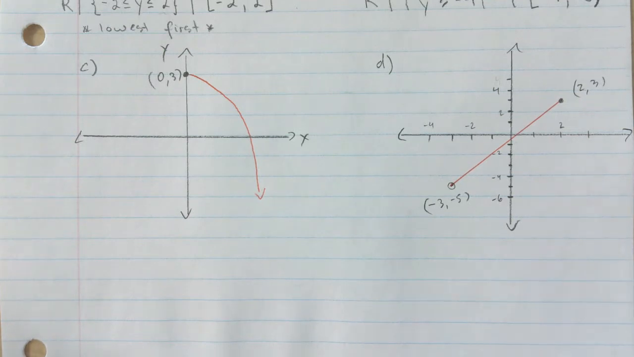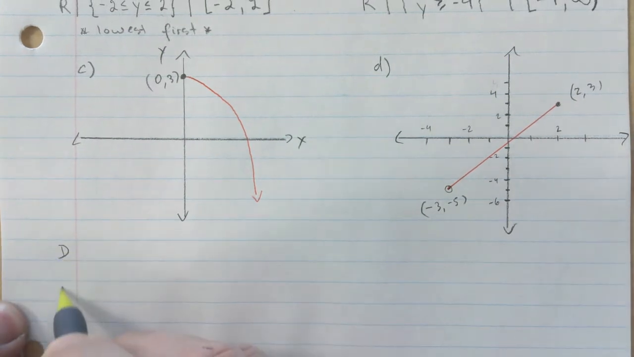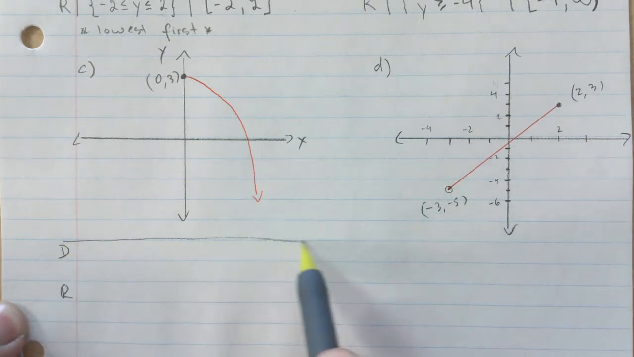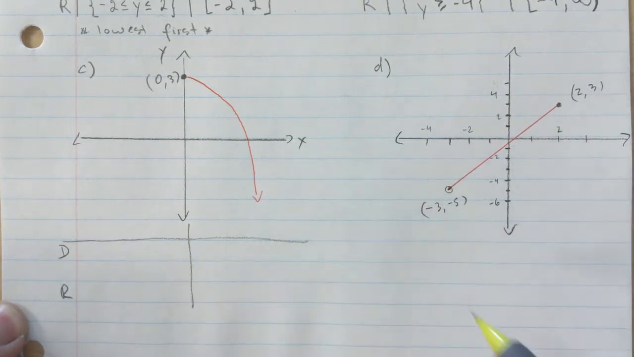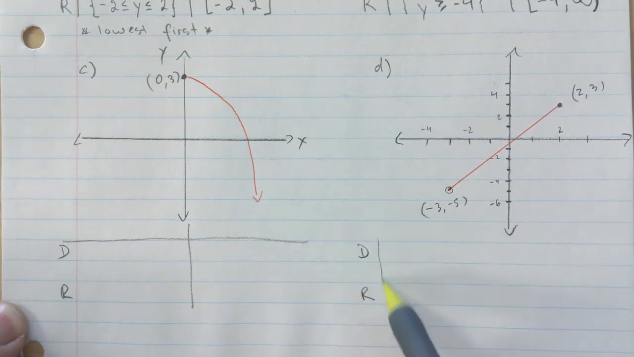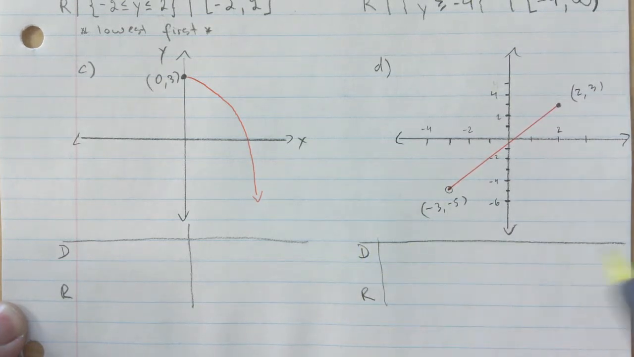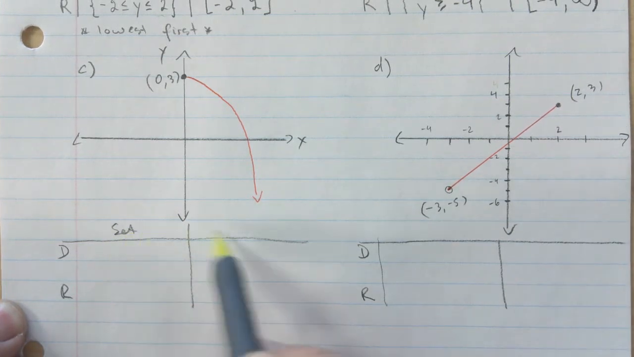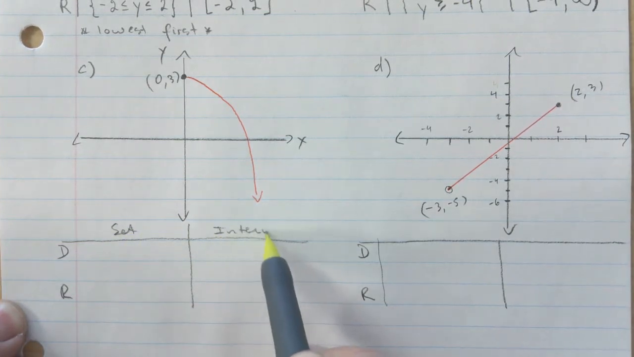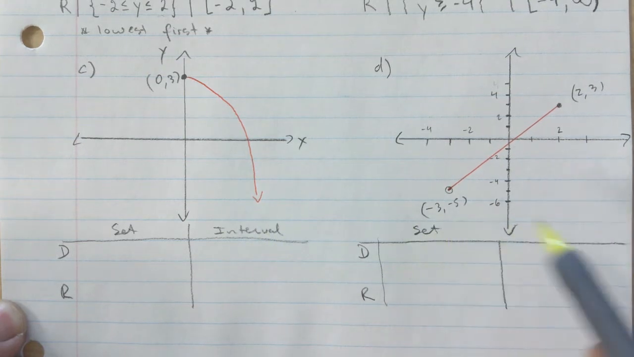And the same thing here. We're going to go domain and range. Split it up into both notations. We're going to go domain and range here, and split that up as well into set, interval, set, interval.